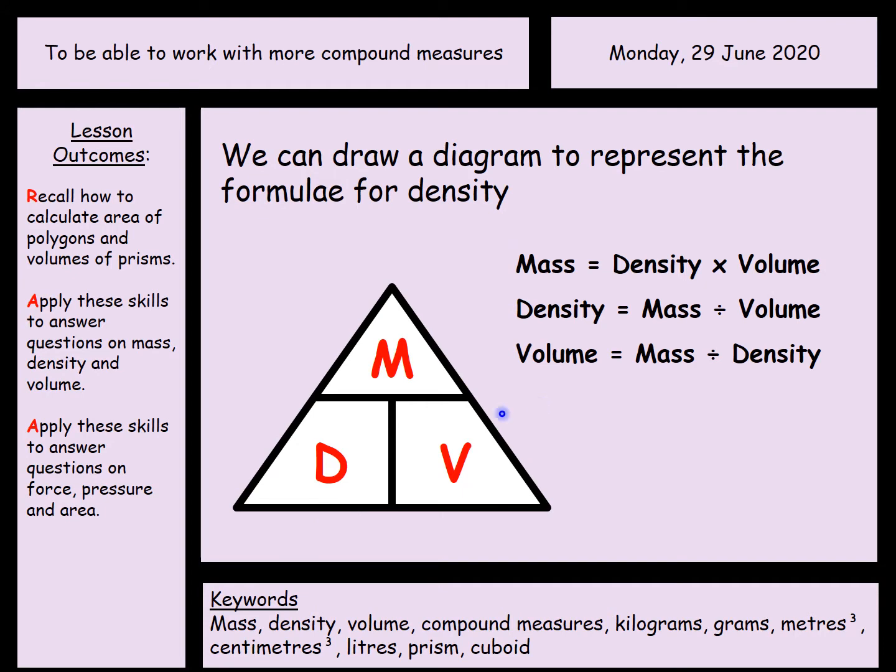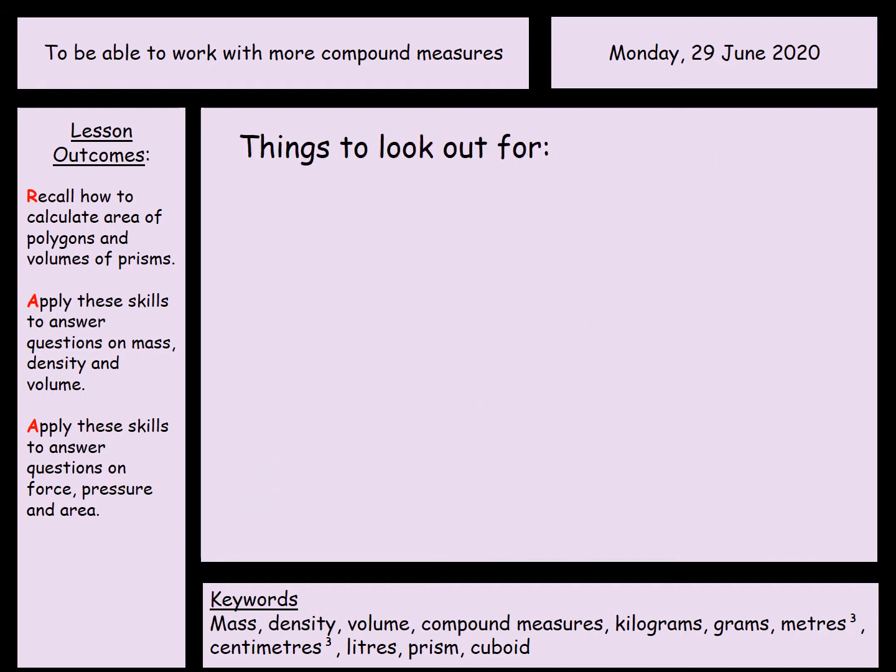Just like with speed, where we did a speed, distance, time diagram, a little triangle, for density, mass, volume, we're going to do exactly the same. So we're going to have density, mass, volume. This is really important, so if at this point you want to pause the video and get this bit jotted down, I suggest that you do so. And then we'll move on to look at things to look out for.